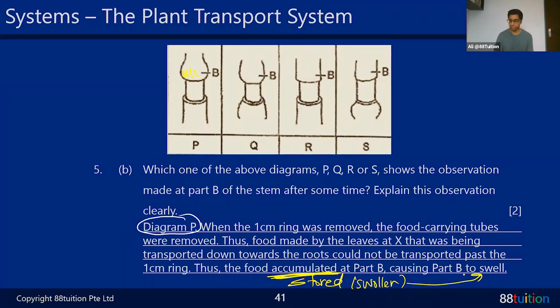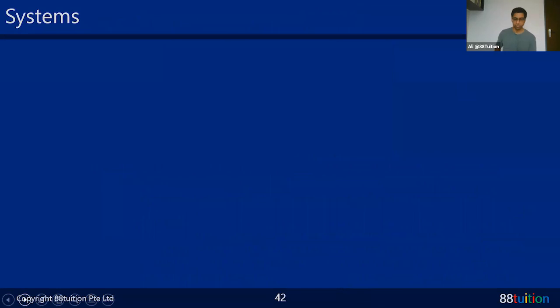All right. So these are the key words that you need to take note. Accumulate, I'm going to write down. The way you answer, you need these keywords in your vocabulary. They get stored and do not get past that cut area and they swell. These are the keywords that you need to use. All right, that was the end.